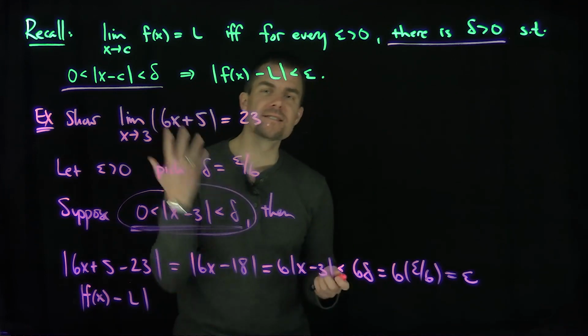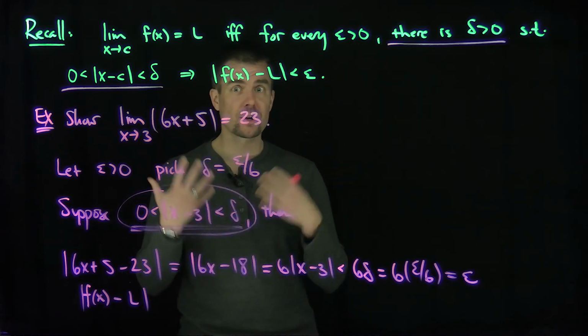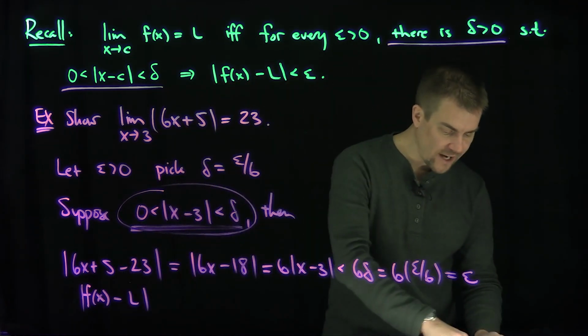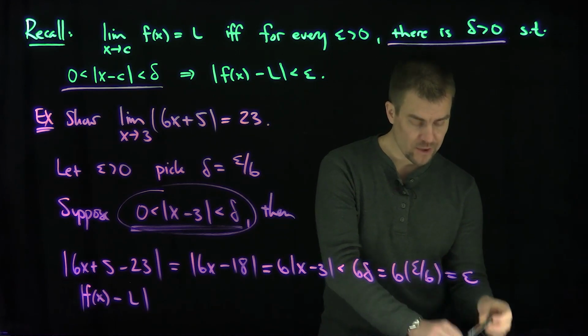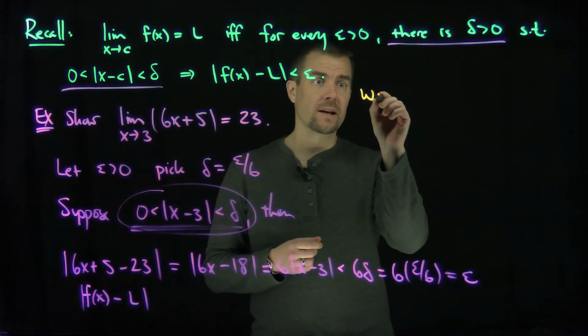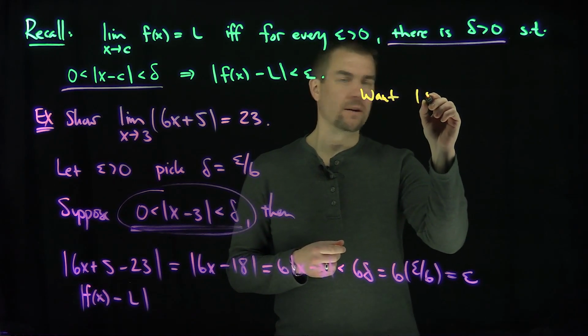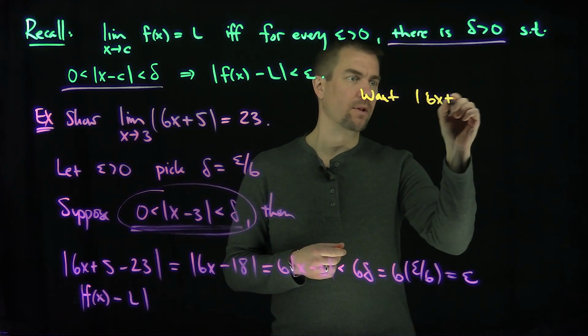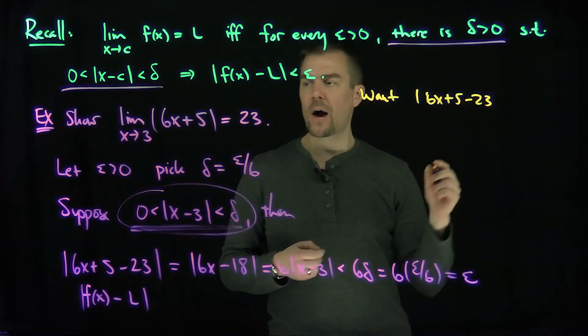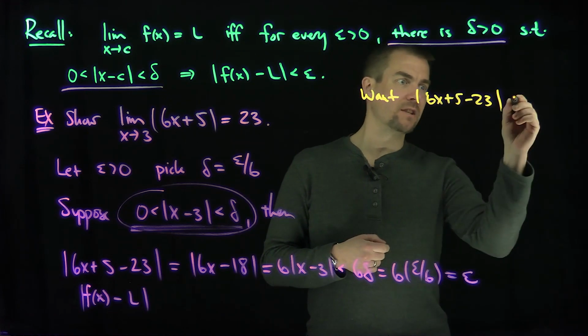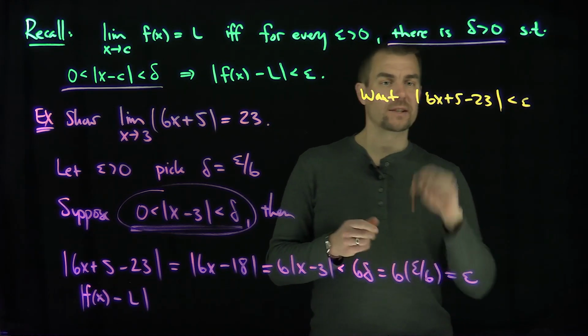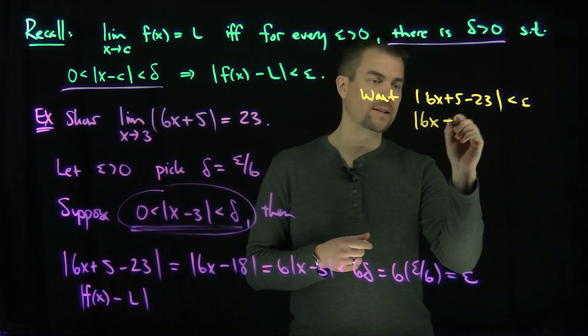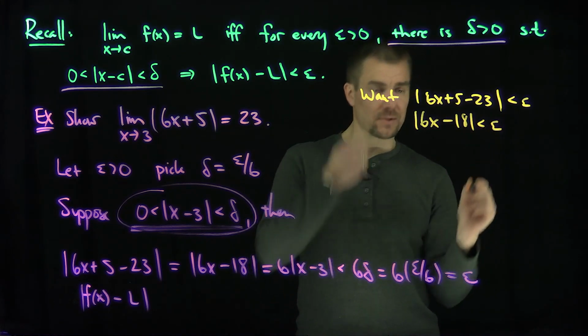Now, how did I pick this delta equals epsilon over 6? It was not just a contrived thing. I did some side work in the back of my mind. What I said from the start of this problem is, okay, what do I want? I wanted my function, 6x plus 5 minus 23, in absolute value to be less than epsilon. And I said, oh, well, this is 6x minus 18. I want that to be less than epsilon.